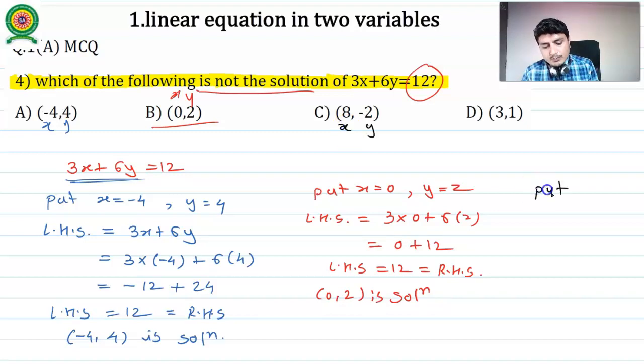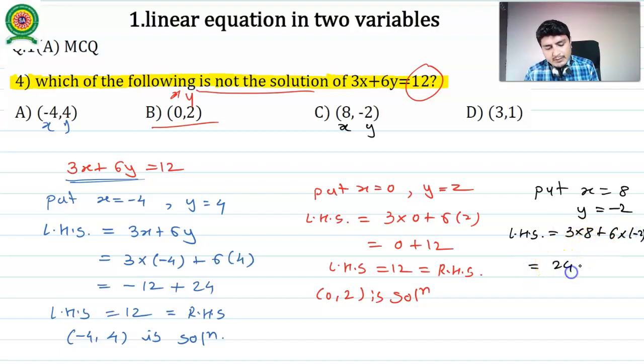So let us try to put for now x equals 8 and y equals minus 2. So that LHS is of the form, we have 3 into 8 plus, we have 6 into minus 2. So that we are getting 8 3s are 24 plus minus 6 2s are 12. 24 minus 12 is 12. So that is exactly equal to the RHS. So we can say that here (8, minus 2) is the solution of the given linear equation in 2 variables.